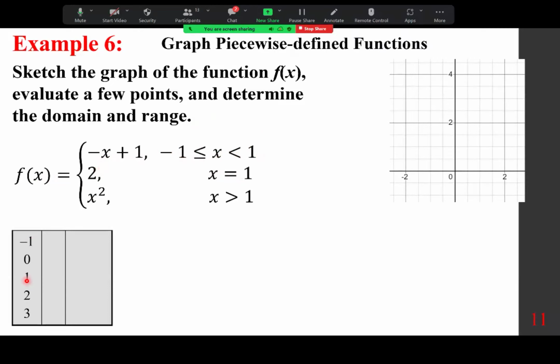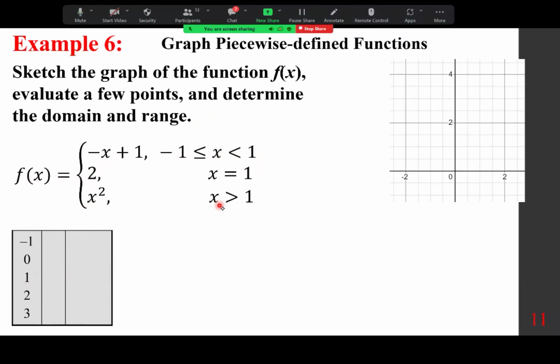So right away, this means, everybody, this means 2 here. Look at this one. This means f of 1 is 2. So the pair is (1, 2). And this says f of x takes the function x squared when x is larger than 1.